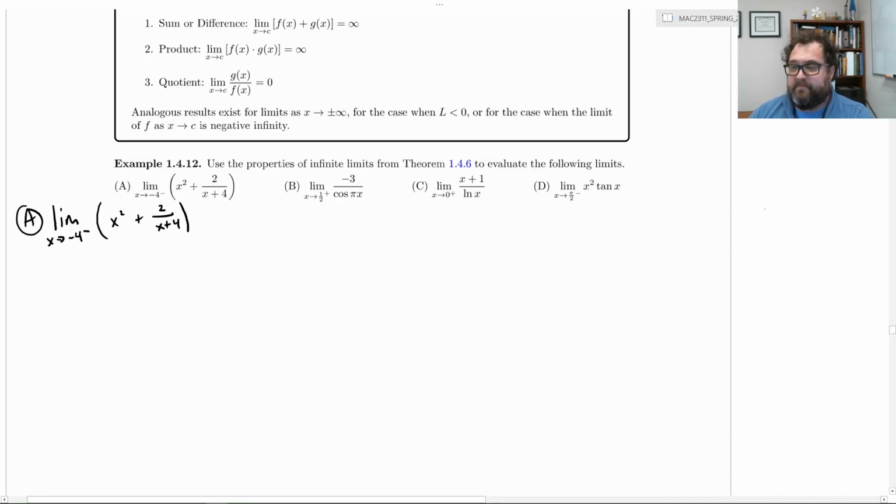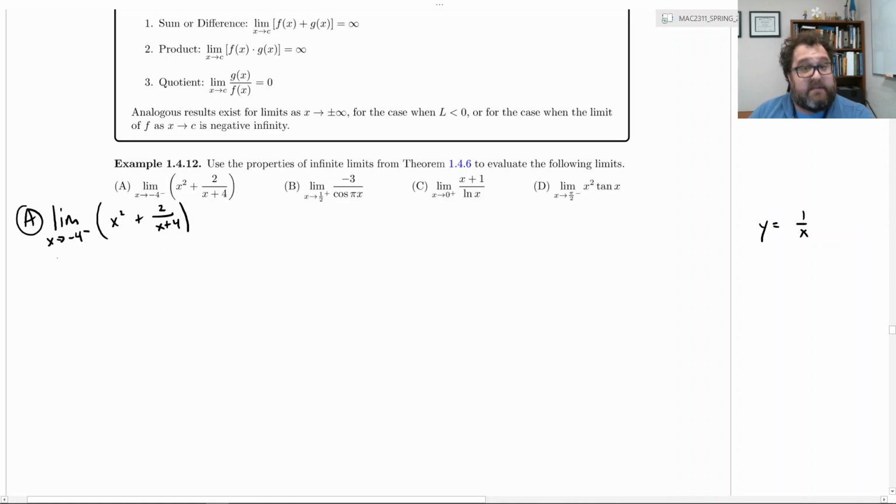That's the parent function. So if you have y equals 1 over x, this is the parent function to 2 over x plus 4. Now, why is that important? Because if you know this graph, then you know this graph. And then you can know what the limit is. So let's think about this.